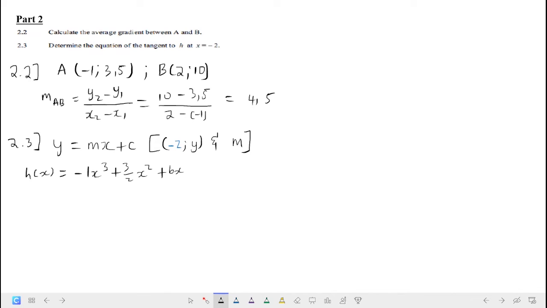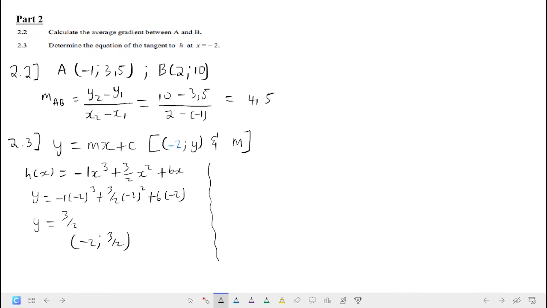So now we're going to substitute the x value to get the y value. So we're going to say y equals minus 1 into minus 2 cubed plus 3 over 2 into minus 2 squared plus 6 into minus 2. Now when we do that, we get the value, from the calculator, 3 over 2. So this means we have a point here. This point is minus 2, 3 over 2, right?